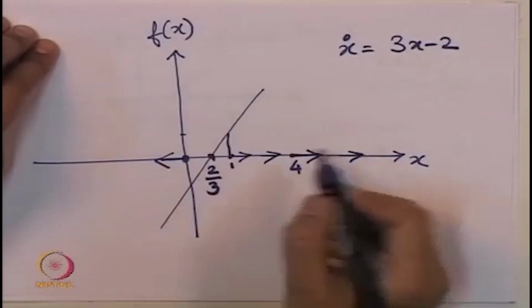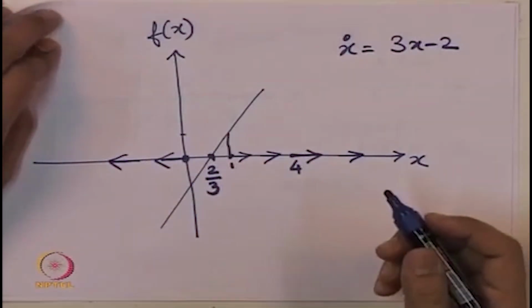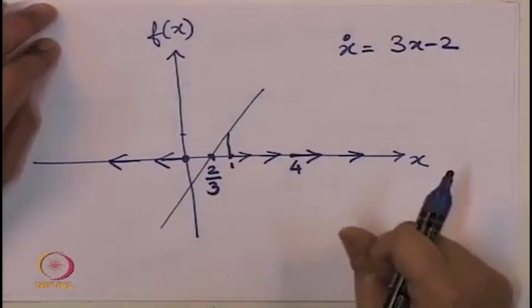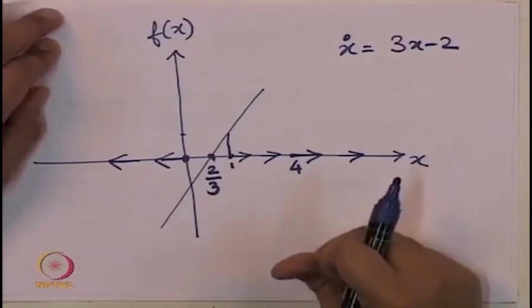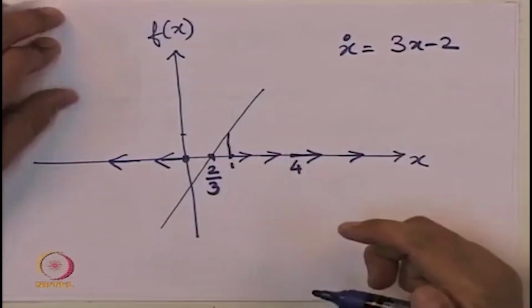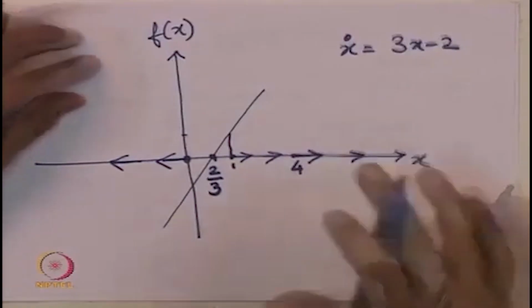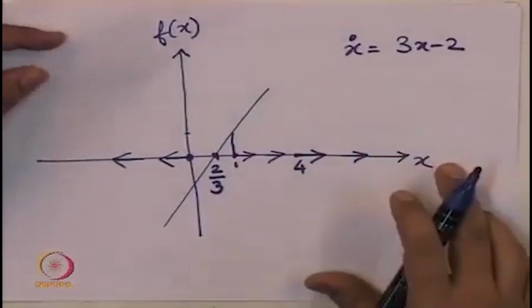So, more generally we can see that if we are given a function f and if f is scalar, we can draw a graph and decide at which points x is increasing, which points x is decreasing by just seeing whether f is positive or negative at that particular value of x. This is a way we will analyze the other examples that we saw.